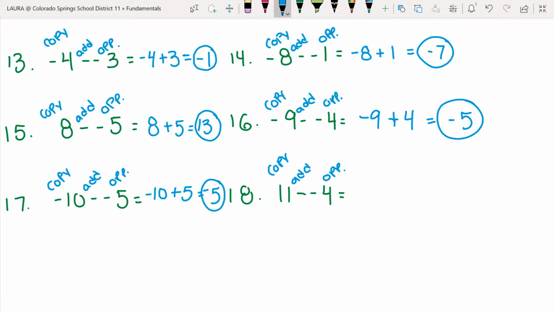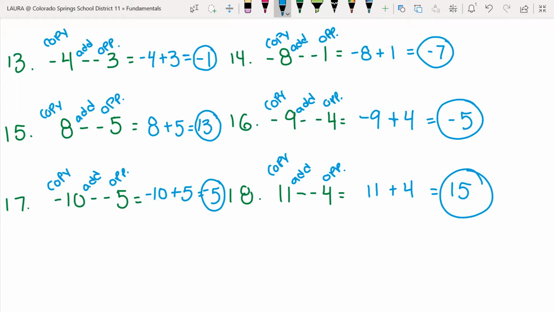Last one in this section, number 18. 11 minus -4. This gives me 11 plus 4 when I copy, add the opposite. So this is just a nice normal adding problem, and 11 plus 4 is 15. If you made a mistake anywhere, please make sure you've corrected it. Remember, you're allowed notes on quizzes and tests, so this is something you want to keep with you.